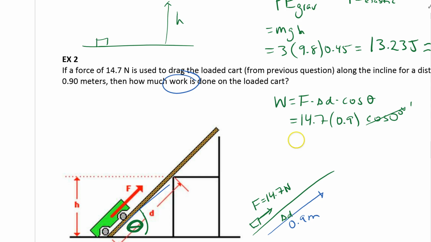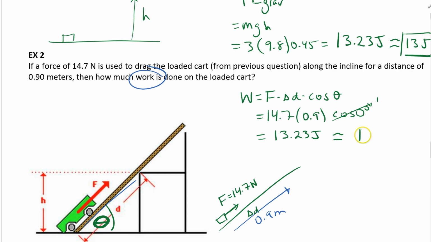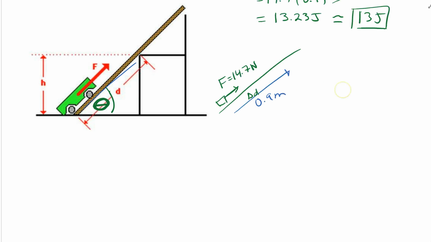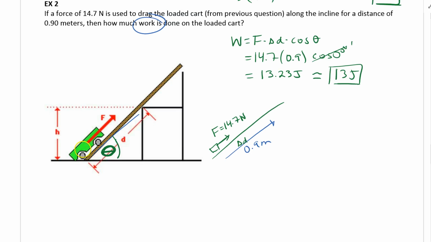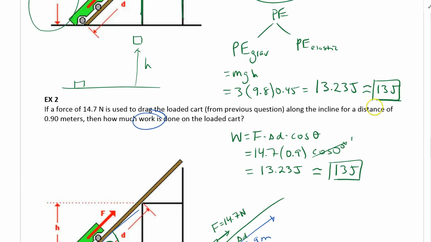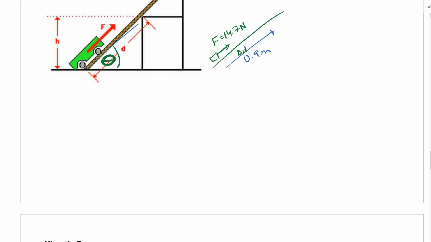So it's just 14.7 multiplied by 0.9. And if you take the time to click that into your calculator, you'll notice that it is indeed that same 13.3 joules, which with two significant figures would give us our 13 joules again. Very cool that it's the same amount here. So in fact, one way you could look at this, you could say work was being done on that cart, and that work added to the amount of potential energy it had. It took it from a place of lower potential energy to a place of higher potential energy.